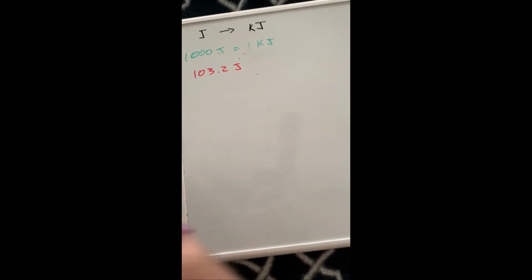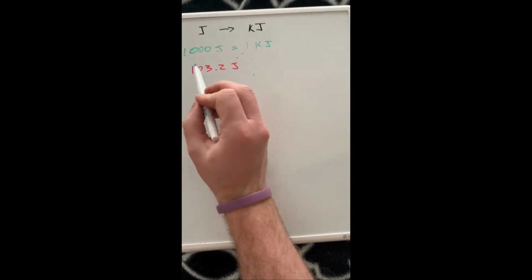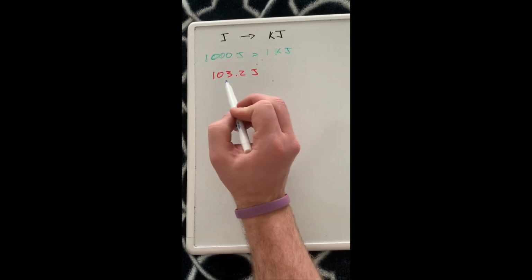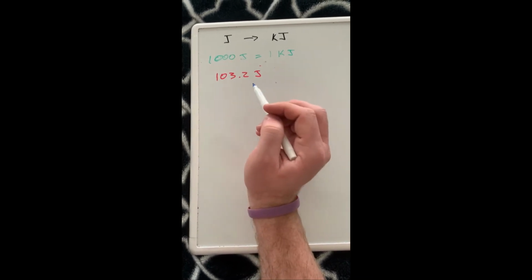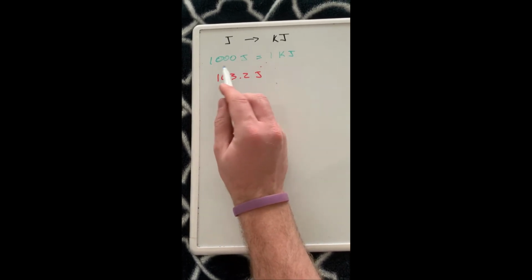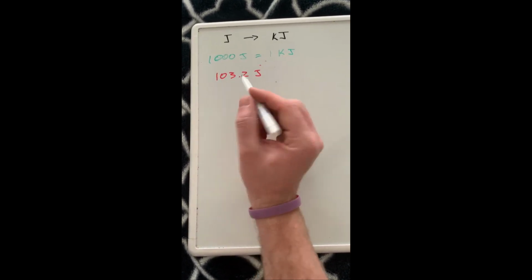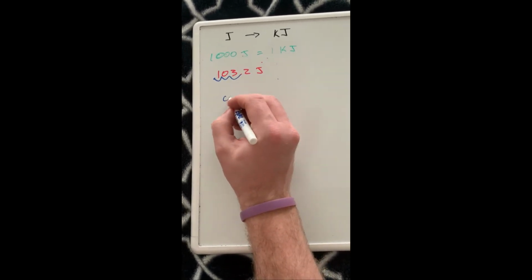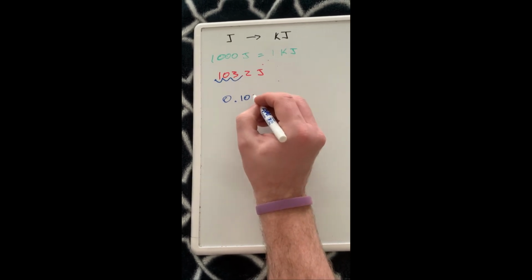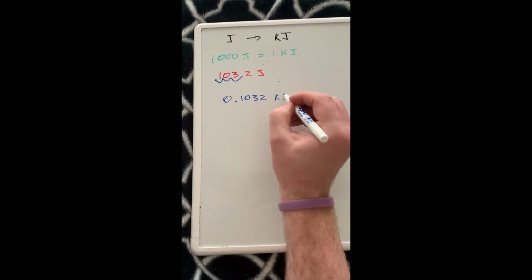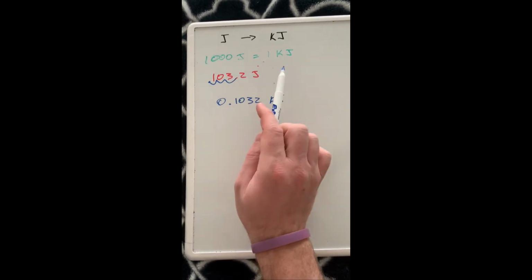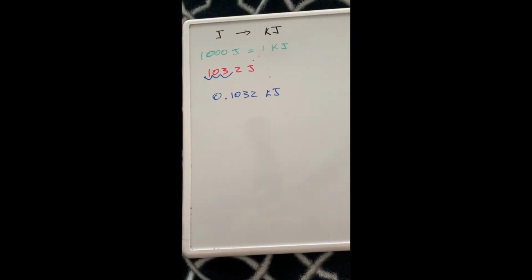So now this time when I go through, remember there's 1,000 joules in 1 kilojoule. So to convert 103.2 joules to kilojoules, all I'm going to do is divide by 1,000 and just move the decimal point 3 times to the left. 1, 2, 3. So my answer is going to be 0.1032 kilojoules. So kind of a shortcut way, if you can remember, that to go from joules to kilojoules, you're going to divide by 1,000. And we get the same answer that we got before.